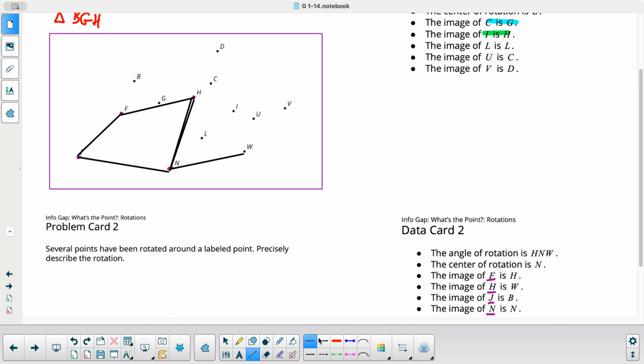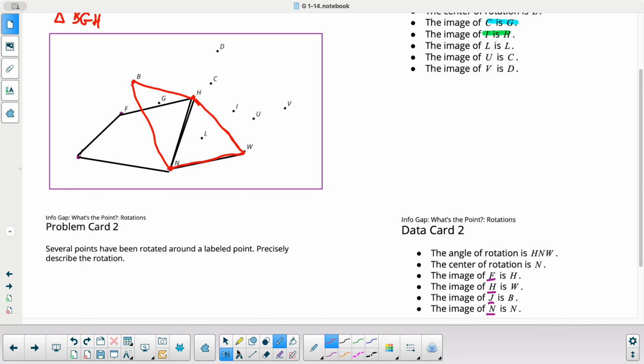And then I'll do the image in, I don't know, red, I guess. So the image of F is H. The image of H is W. Image of J is B. And the image of N is N. So this is going to look something like that, okay?